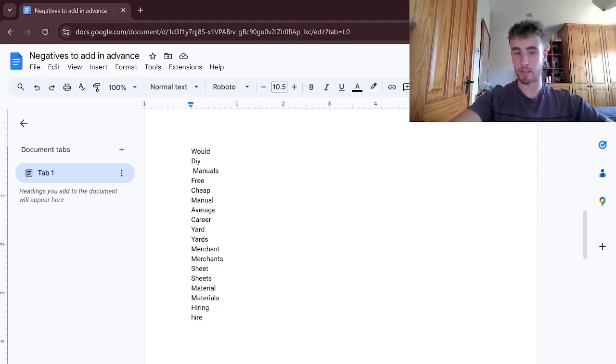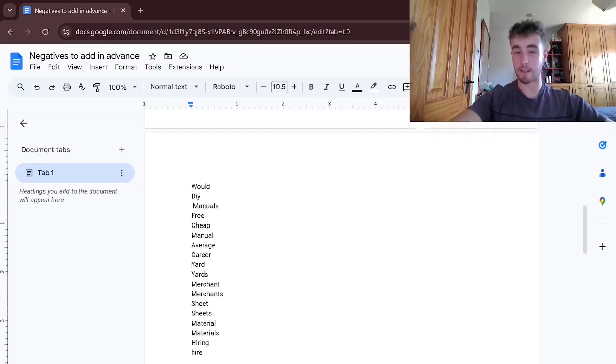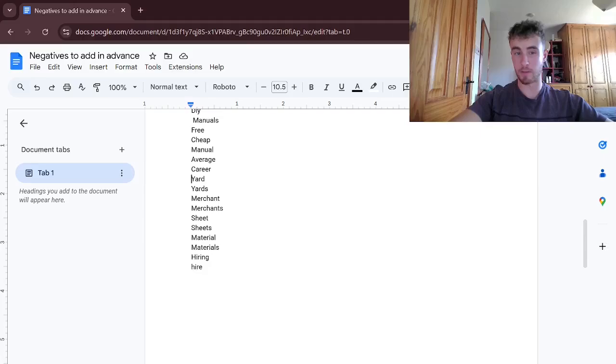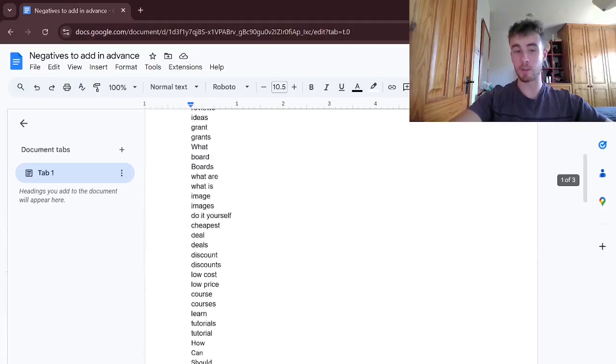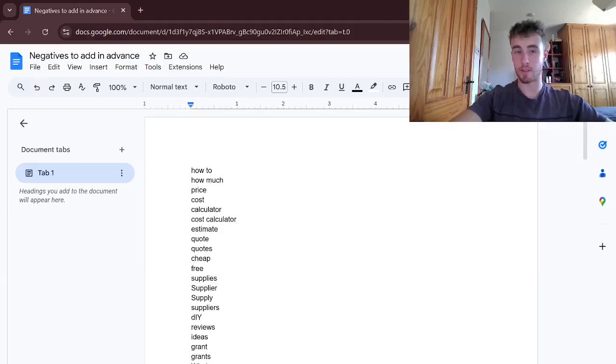Yard and merchant as well, for example, are things that I like to add as negatives too, because in a lot of trades, for example, they indicate that the person is looking to buy the materials. So these are examples of low intent words that can be added to our campaign in advance of going live.